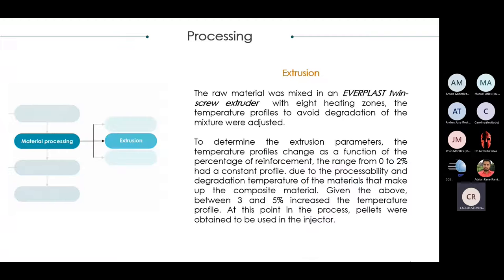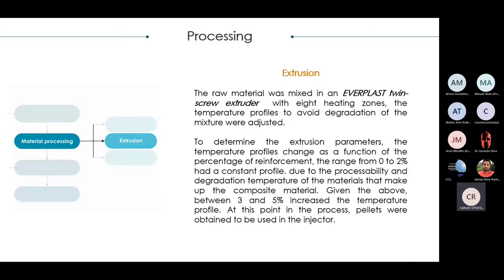Then we have the extrusion. This is the equipment, the machine, the extruder, this Everlast. To determine the extrusion parameters, the temperature profiles change as a function of the percentage of reinforcement. The range from 0 to 2% had a constant profile, due to the processability and the degradation temperature of the materials that make up the composite material. Given the above, between 3 and 5% the temperature profile was increased. At this point in the process, pellets were obtained to be used in the injector.